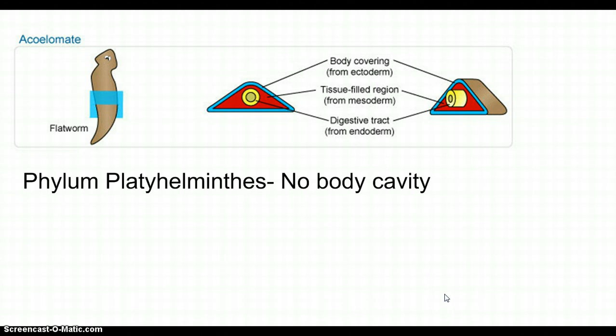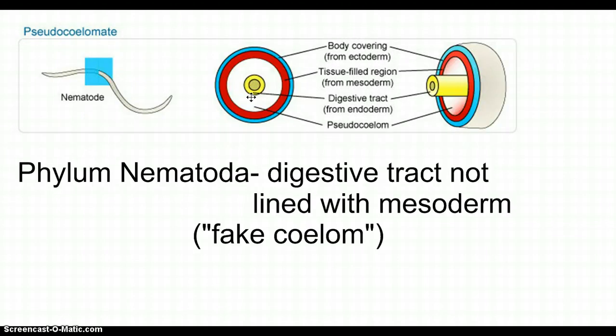So phylum Platyhelminthes, these are the flatworms, and if you were to make a cross-section of one, this is what you'd see. There is no body cavity at all, so that's what acoelomate means. It means without a coelom. So they have no body cavity. They just basically have the mesoderm out here, and they have their ectoderm, which makes the skin, and then they have the endoderm, which is their digestive tract. There's no cavity. Then the nematodes, these are pseudocoelomates, which means fake coelom.